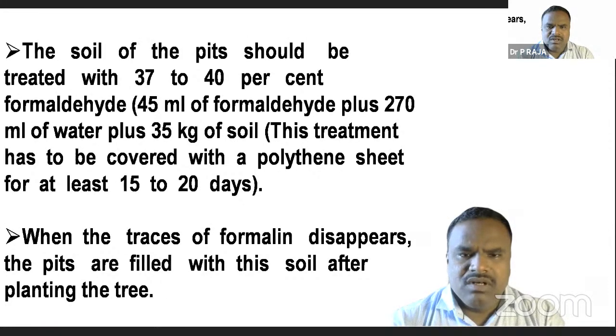And here, for the soil, the pit should be treated with 30 or 40% formaldehyde, and that is a specific dose: 45 ml of formaldehyde plus 270 ml of water plus 35 kg of soil. So you have to mix it, and the pit has to be treated before planting. It's very important. Thereby, this formaldehyde will kill all the pathogens. When the traces of formalin disappear, fill with the soil after planting the tree.